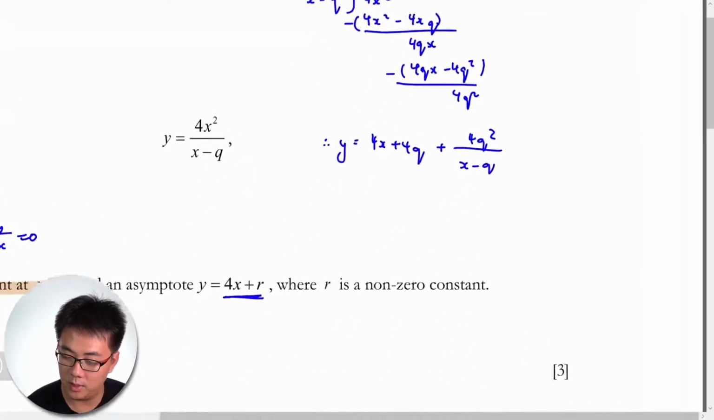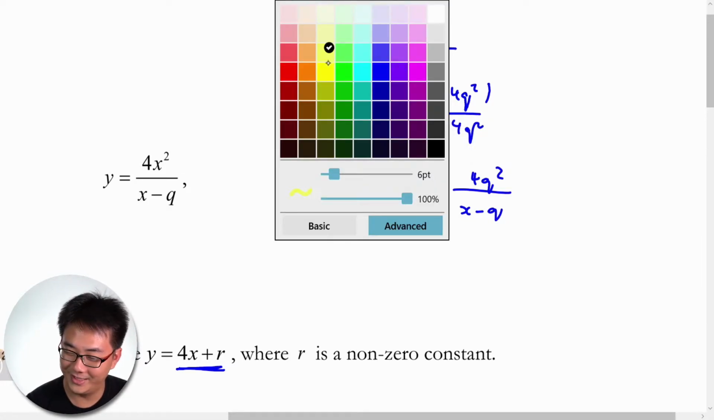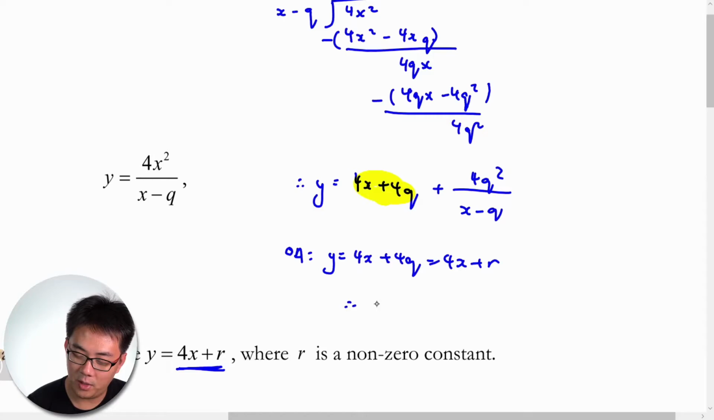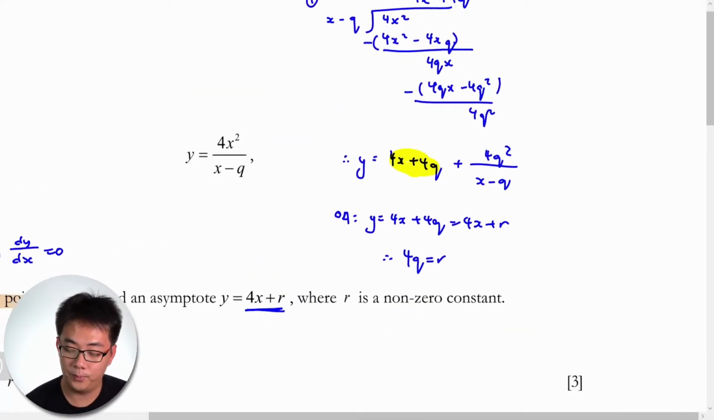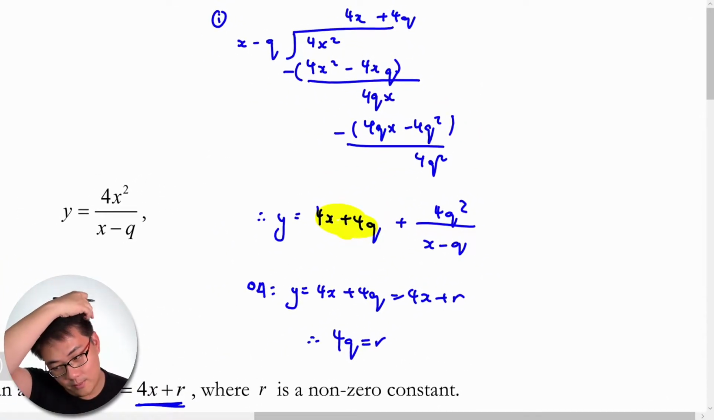So basically this is an oblique asymptote, and you can just compare. The oblique asymptote, or slant asymptote, is y equals 4x plus 4q, which is actually 4x plus r. So by comparing coefficients, 4q equals r. So your job now is to find what q is. If you can't find q, then you're pretty much messed up.